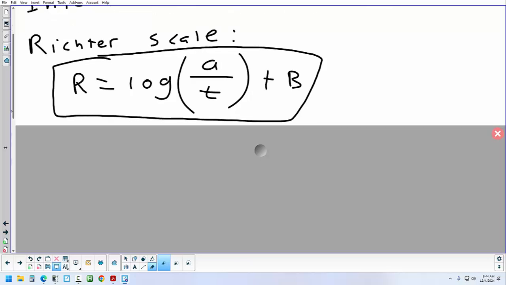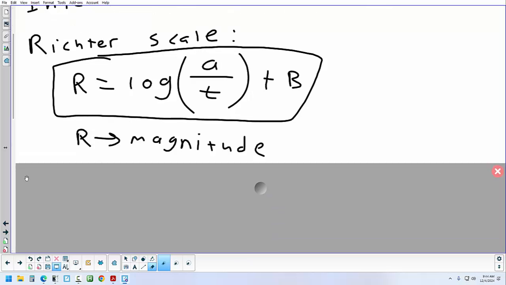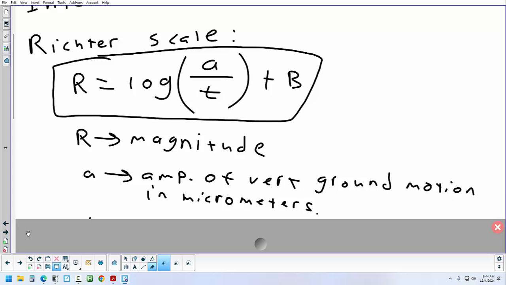Okay. So it has 3 letters, or 4 letters actually. So R is the magnitude. That's the number that everybody hears about. A is the amplitude of the ground motion in micrometers. So during an earthquake, the ground is going up and down. The amount that it moves up and down is A. And micrometers are very small. Depending on the earthquake, the higher A is, that's one of the factors that makes the earthquake worse, but not the only factor.